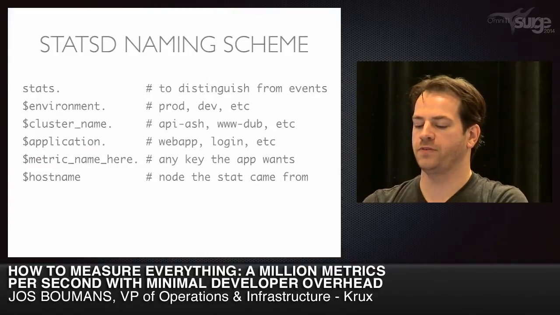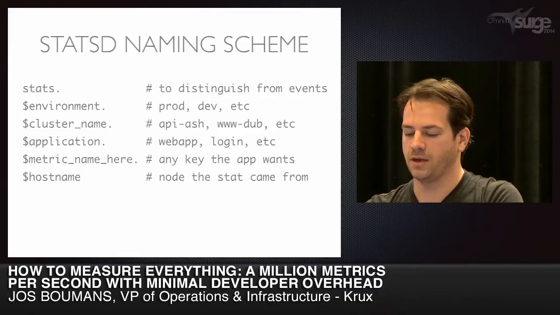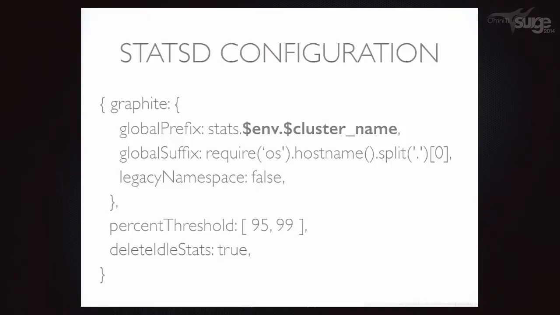We set the prefix and the suffix for StatsD in the configuration. That way, the clients don't have to think about it, and that means it's also always going to be consistent. So here's what that StatsD configuration looks like. We put the prefix in the config. That way it's always guaranteed to be stable.